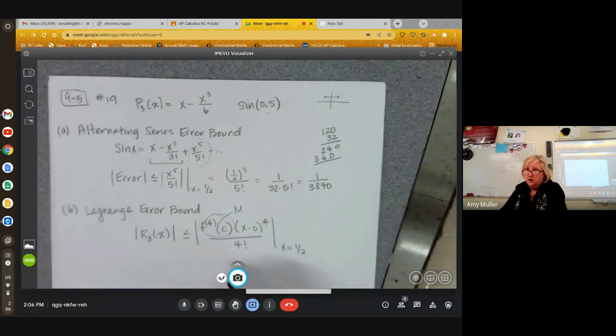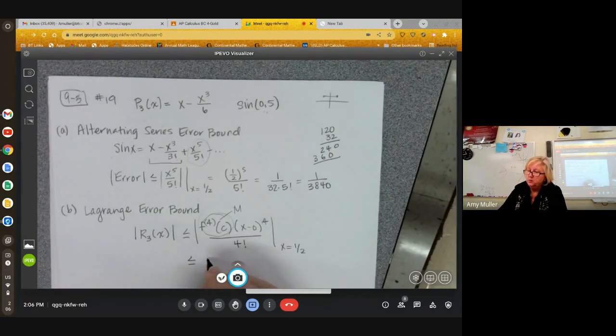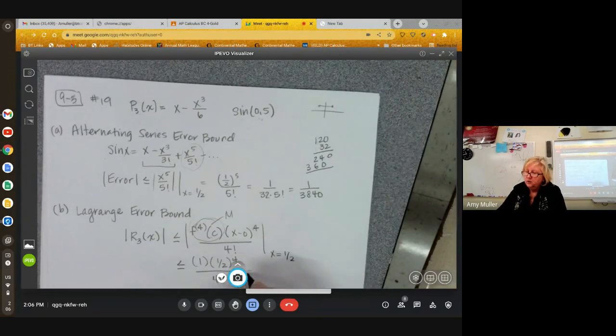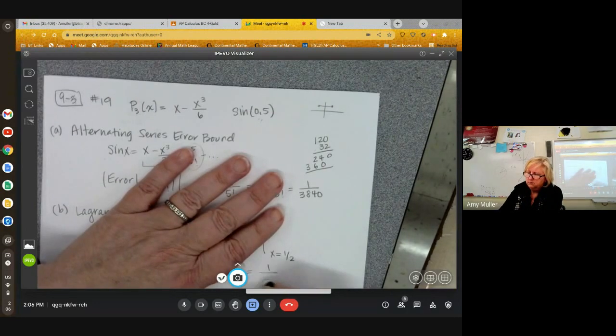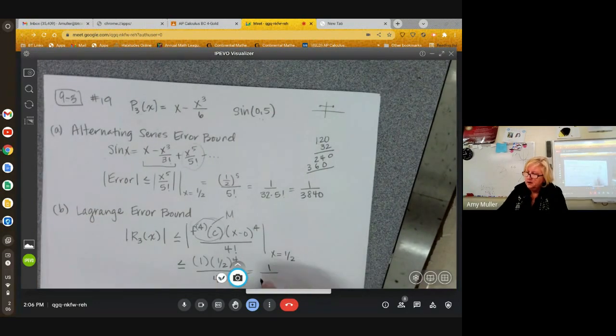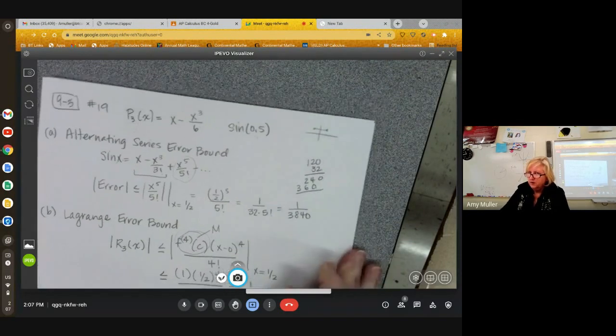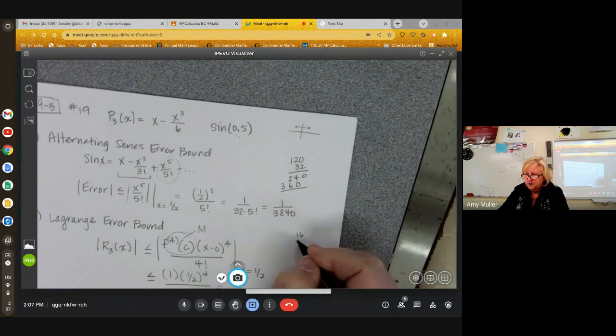Okay. So what we're going to do here is put a 1 here. And then we're going to put 1/2 to the 4th over 4 factorial, which equals 1 over 16, right? 2 to the 4th is 16. So this is 16 times 4 factorial, which is equal to 1 over 16 times 24. I have to multiply that. You can't just leave it like that.